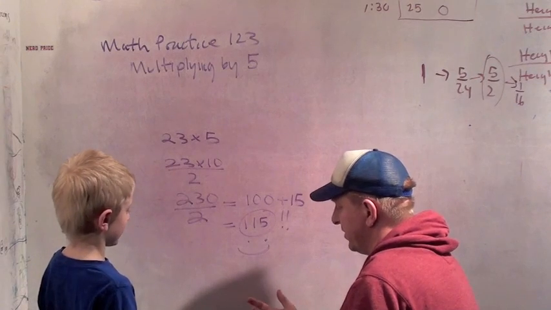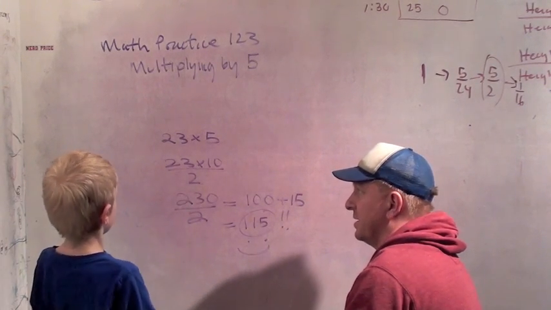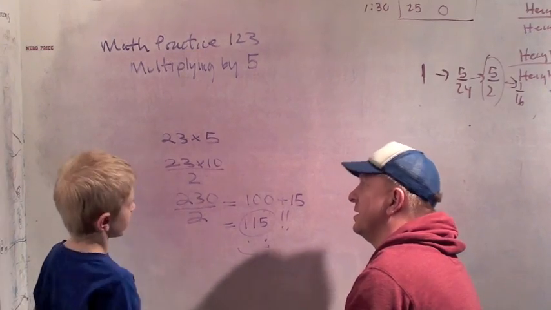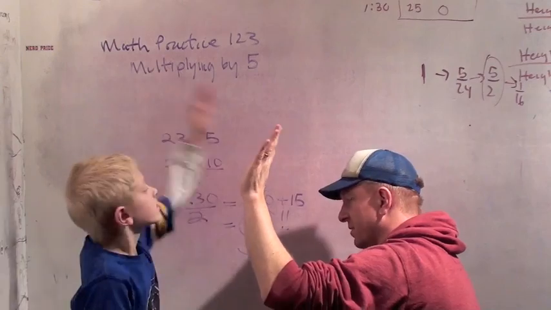Alright, good job. So we just learned an easy way to multiply by 5. And what is it? Instead of multiplying by 5, we multiply by 10 and then divide by 2. Good job.